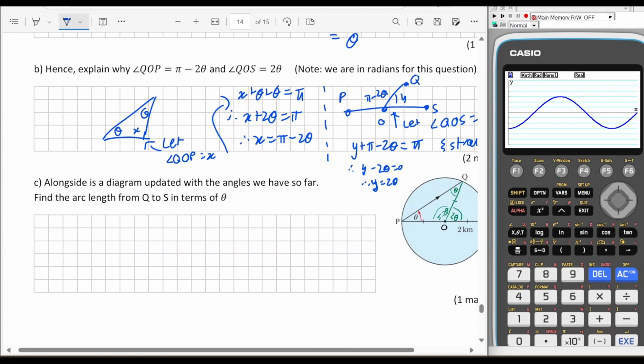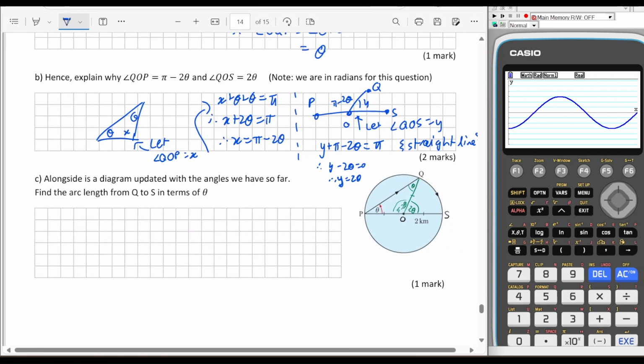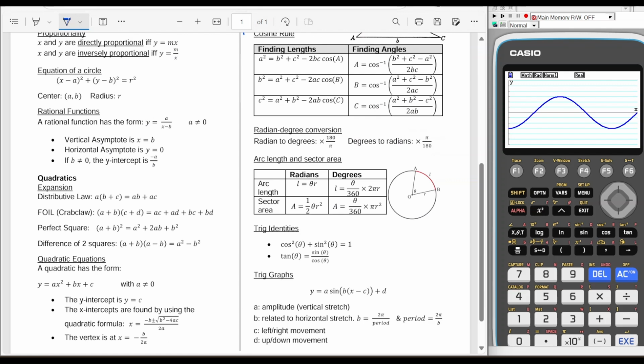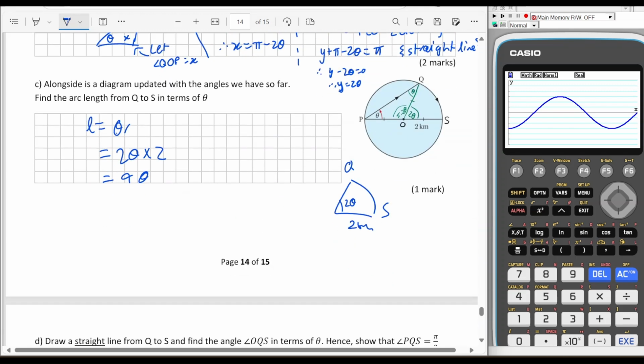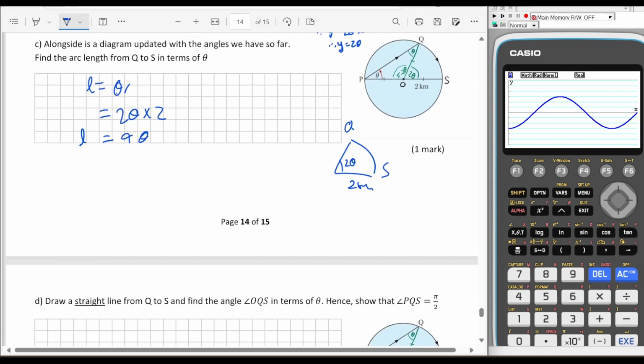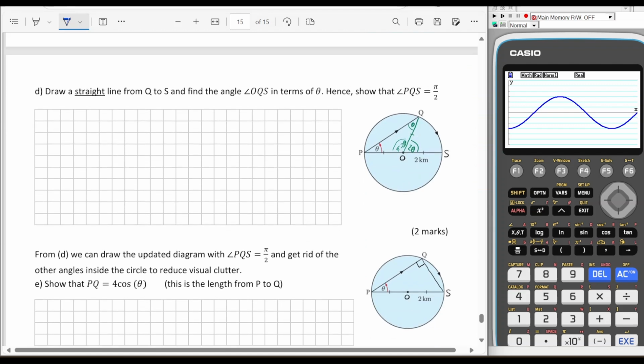Find the arc length from Q to S in terms of theta. So we have a formula for arc length that's on here. L is theta r, and this is why I got you to do the questions in radians. So basically, there's Q, there's S, there's 2 theta, and then there's 2 kilometers. So the angle is 2 theta, and then the length is 2, so that's 4 theta. There we go.